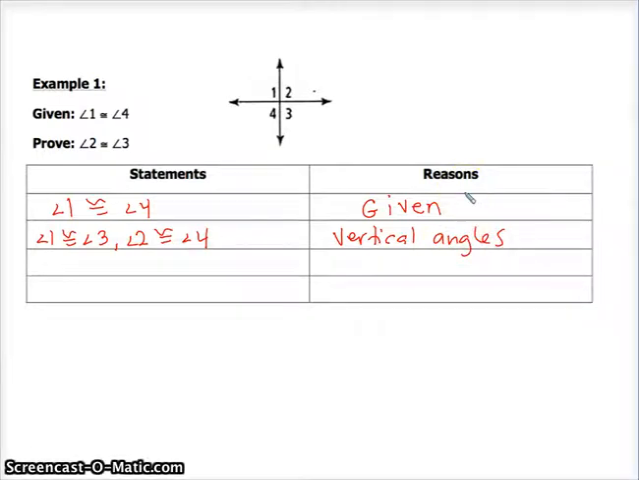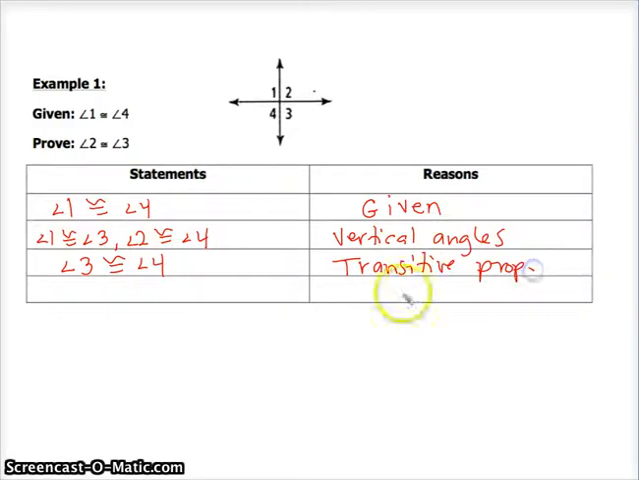All right. Now that we've said something about vertical angles, we can pair some things together. So if I see that angle 1 right here is congruent to 4 and congruent to 3, I can say that angle 3 is congruent to angle 4. All right, and that's by the transitive property.